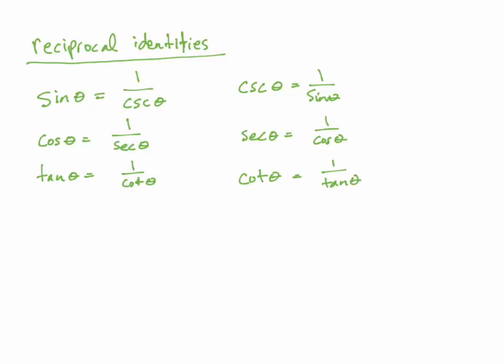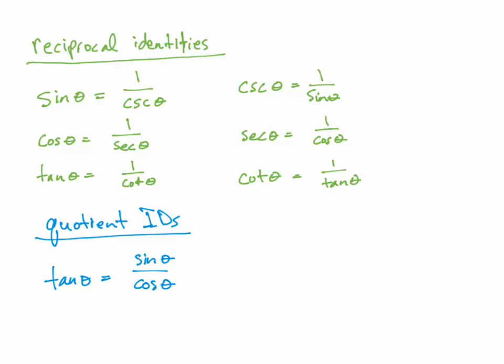The other set of identities we have already seen are called the quotient identities. And these are tangent theta equals sine theta over cosine theta. And similarly, cotangent theta is equal to cosine theta over sine theta. So these identities, the reciprocal identities and the quotient identities, we have already seen.